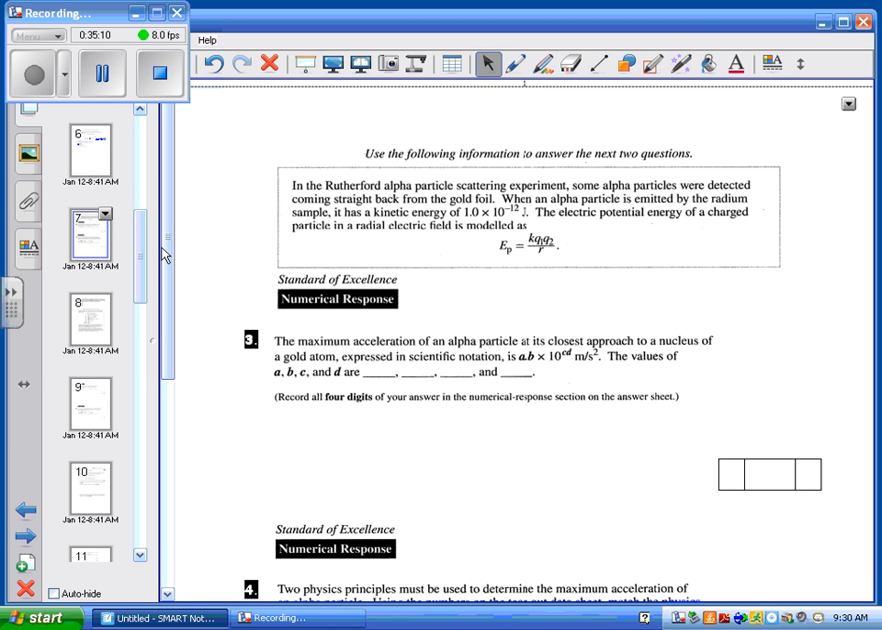In the Rutherford alpha particle scattering experiment, some alpha particles were detected coming straight back from the gold foil. When an alpha particle is emitted by the radium sample, it has a kinetic energy of 1.0 times 10 to the negative 12 joules. The electric potential energy of a charged particle in a radial electric field is modeled as EP equals K Q1 Q2 over R. This is not a formula on your formula sheet or one we talked about, so they give it to you and they tell you what it stands for.